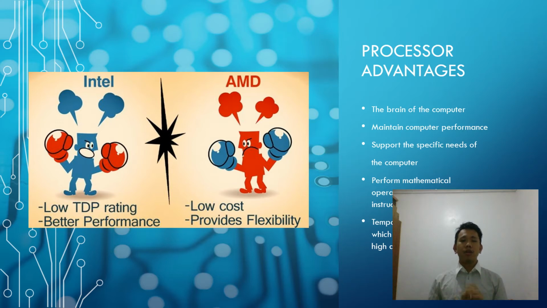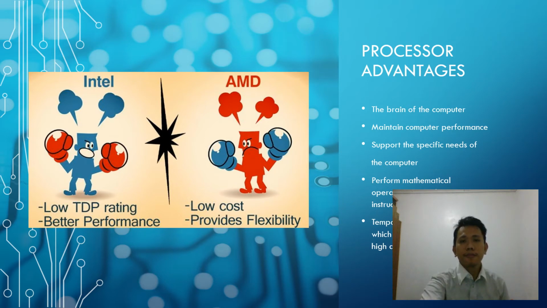And the fourth, perform mathematical operations according to instructions given by the users. The processor has a role to perform mathematical operations according to instructions given by the user, and perform all arithmetic calculations that occur in accordance with a program's instructions.